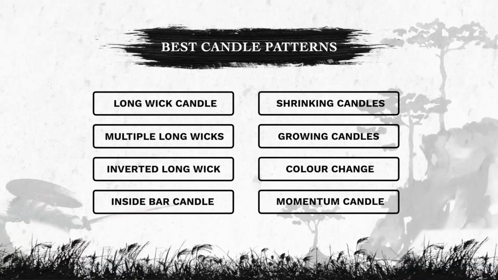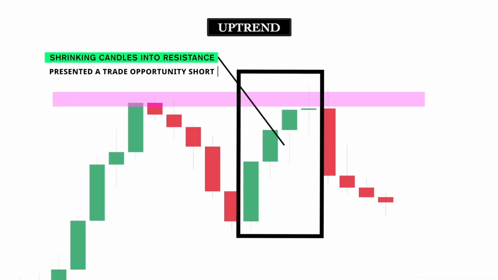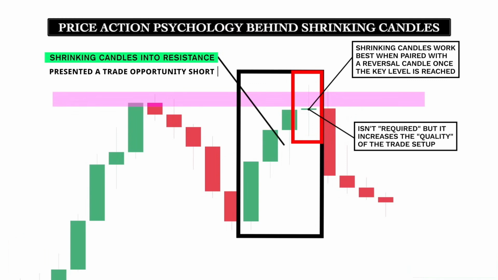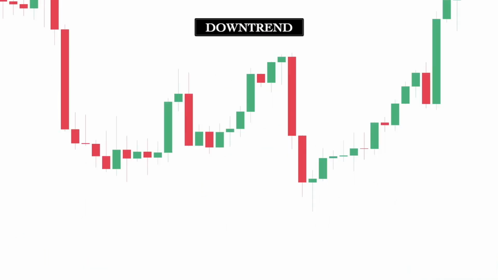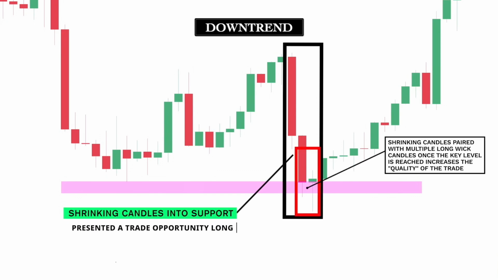Now, on to consecutive shrinking candles. This is where every candle gets smaller and smaller. In an uptrend, candles shrink as price approaches resistance. This shows loss of buyer momentum. If it ends with a reversal candle, for example, a long wick, the setup quality increases. In a downtrend, shrinking candles before support show sellers are losing steam, especially if followed by long wicks.